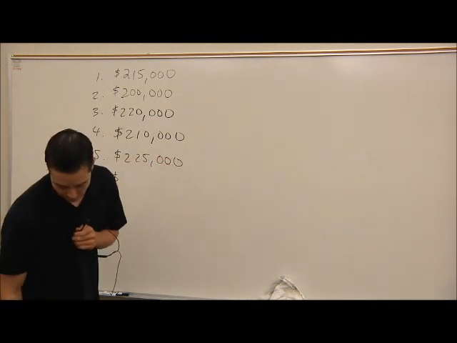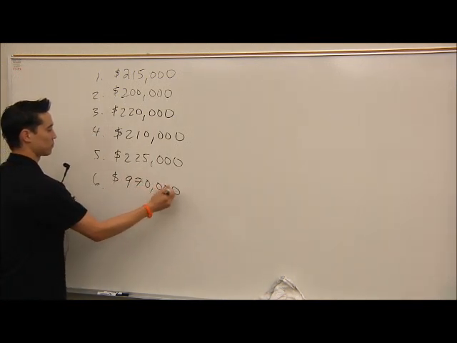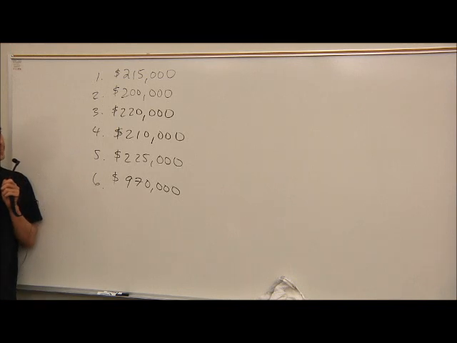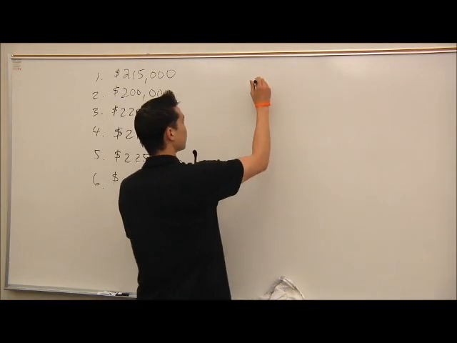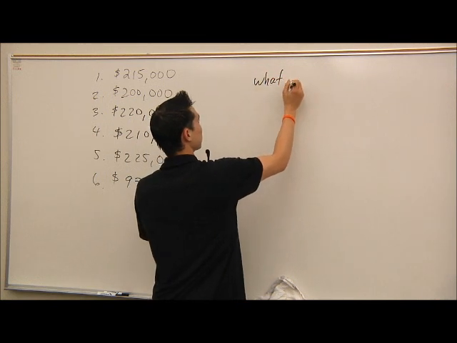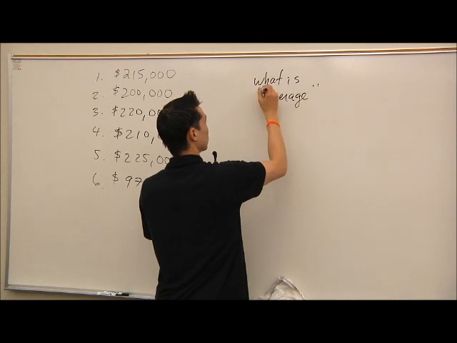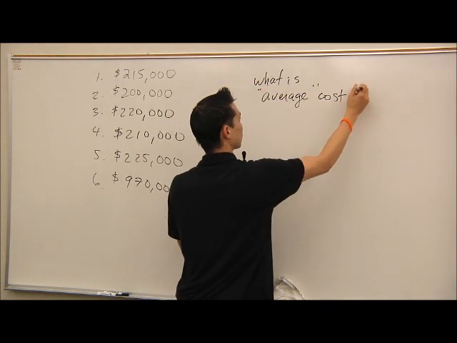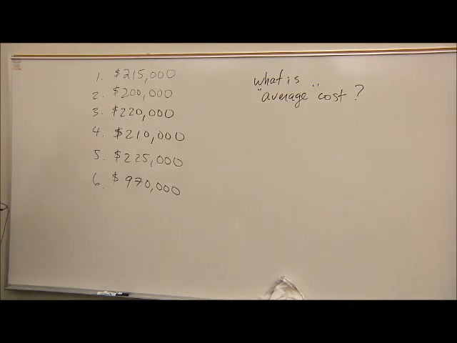$225,000. And finally, $970,000. Okay? The question you ask your realtor is, what is the average cost of a home on this street? What I would like you guys to do is do all four, okay?